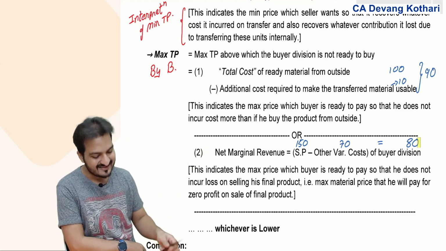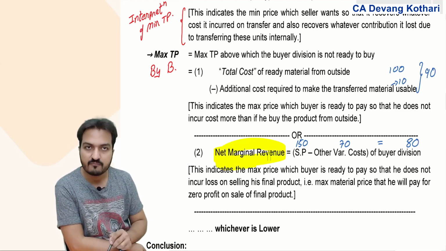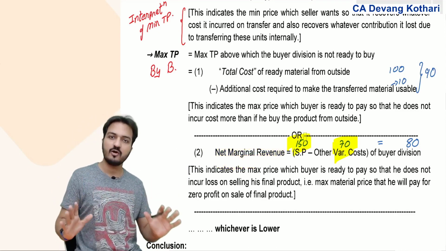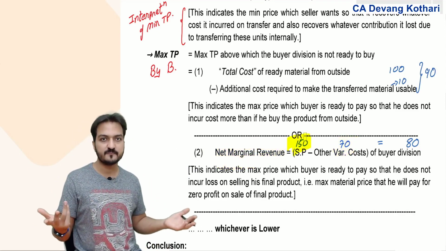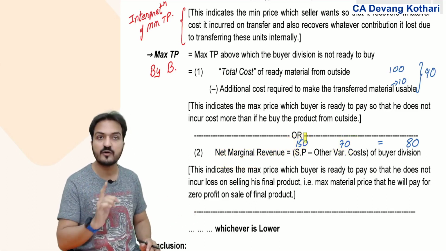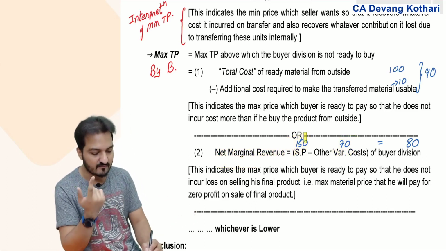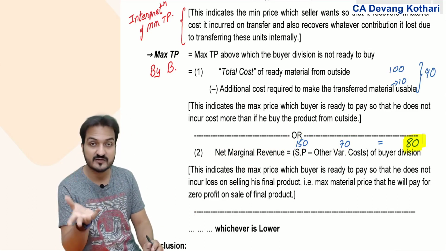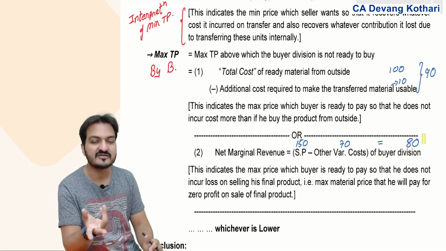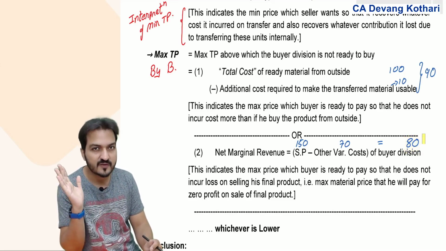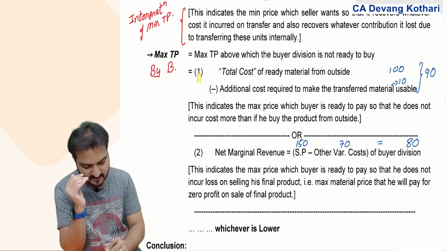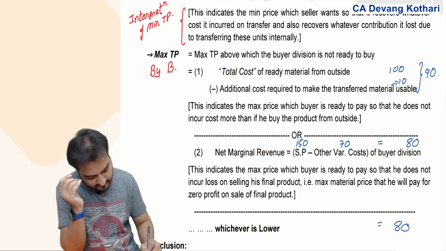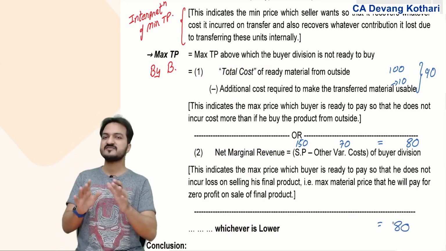But if I pay 90, then I will still incur loss over here. My other variable cost is 70, selling price is 150. So the maximum material cost that I can afford is 80 rupees, because if I pay anything more than 80, then division B will start incurring losses. If it is incurring losses, it will not do business, it will not purchase anything from you. Done? Yes. So maximum TP is rule 1, rule 2, whichever is lower. In this case it turns out to be 80. So this is just the basic rule.